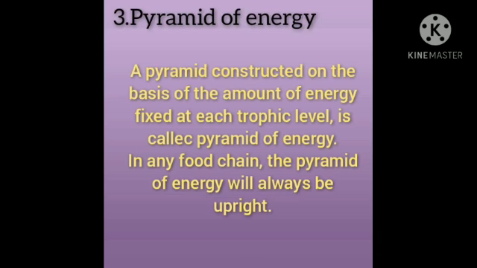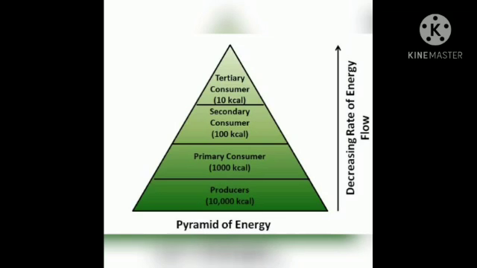Pyramid of energy. A pyramid constructed on the basis of the amount of energy fixed at each trophic level is called pyramid of energy. In any ecosystem, for any food chain, the pyramid of energy will always be upright. Here is the picture of pyramid of energy, always upright in state.